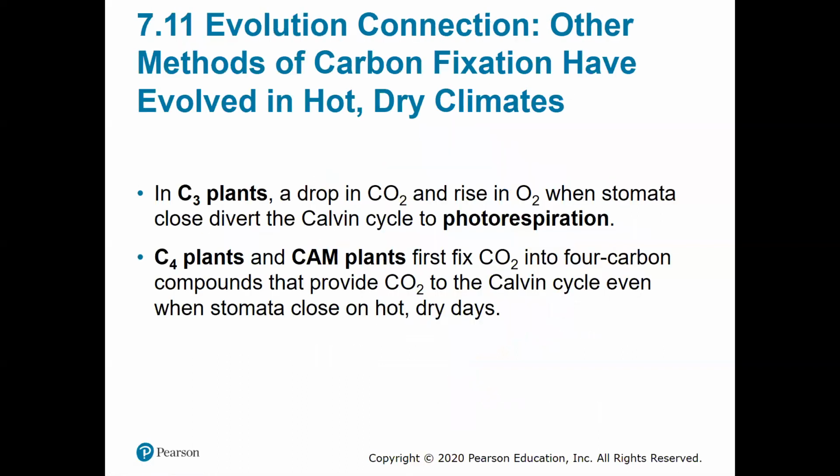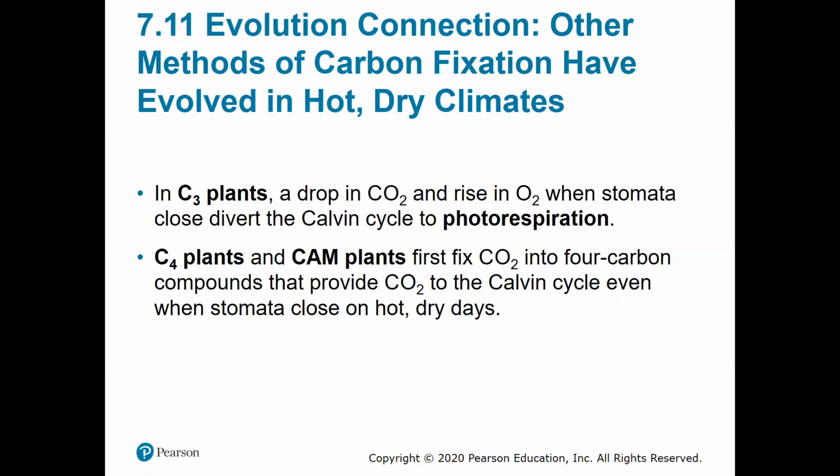So this here, the light reactions and the Calvin cycle, is probably the most common form of photosynthesis. We call that C3 plants. In C3 plants, a drop in CO2 levels and rise in oxygen levels when the stomata close will divert the Calvin cycle to photorespiration. Photorespiration is bad.